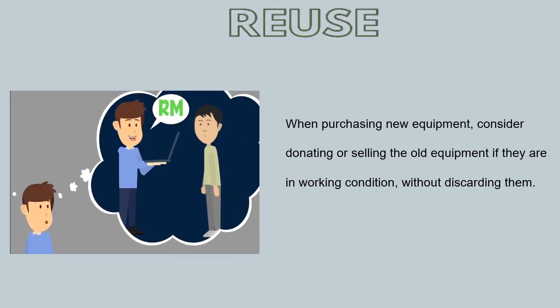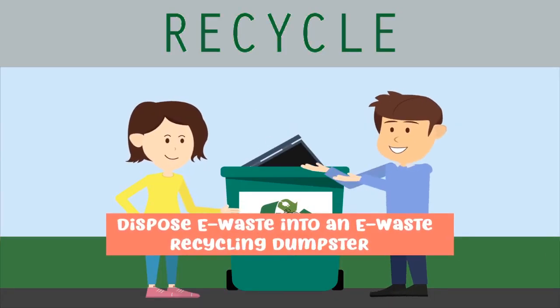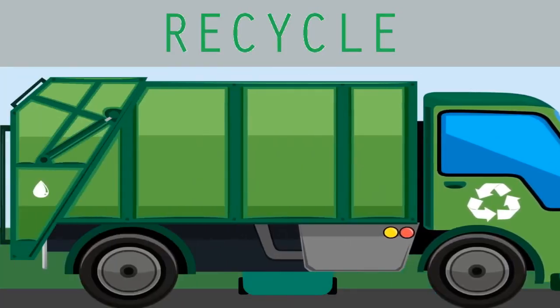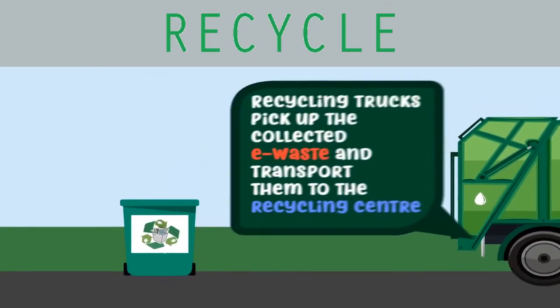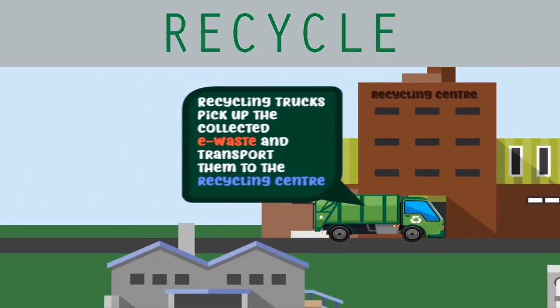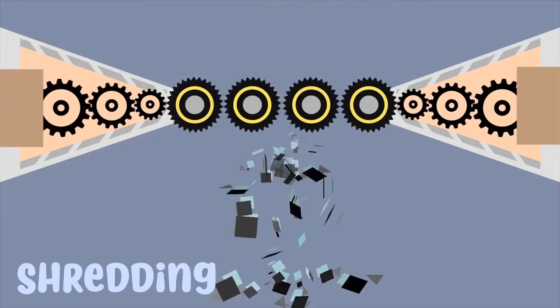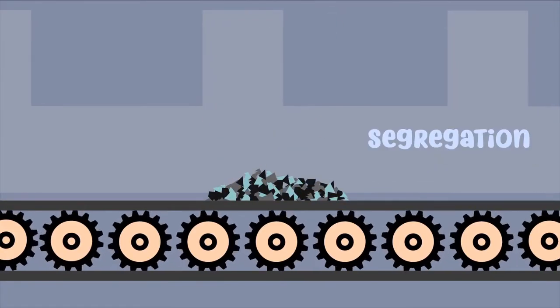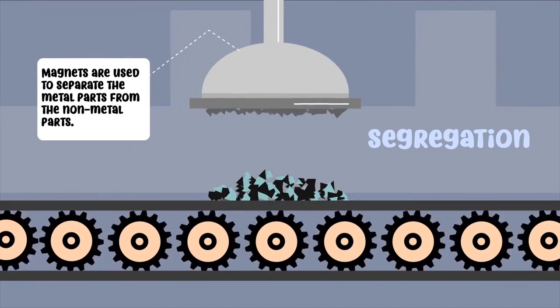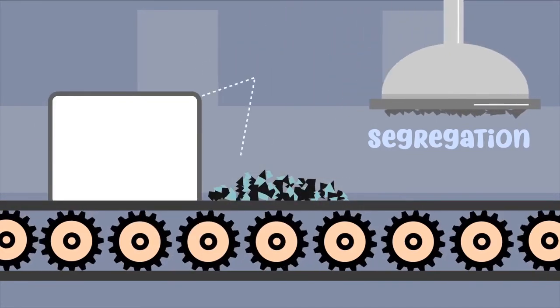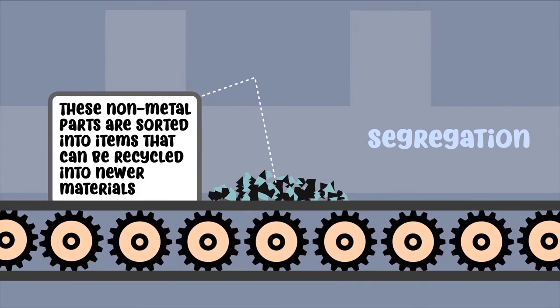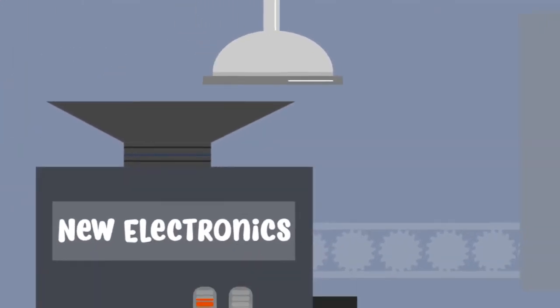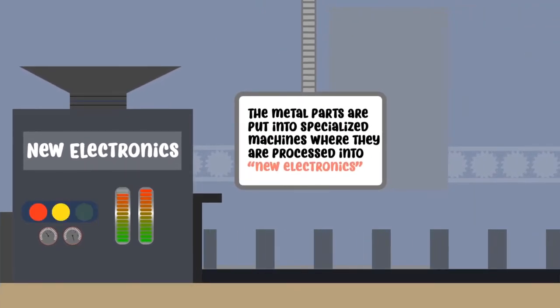Reuse. When purchasing new equipment, consider donating or selling the old equipment if it is in working condition, without discarding it. Recycle. Equipment which is not repairable or reusable should be recycled without discarding it. It should be handed over to an electronic waste recycling company. Recycling is a process of transforming the waste into a new product. Waste is separated into small parts and new material is produced through machinery.